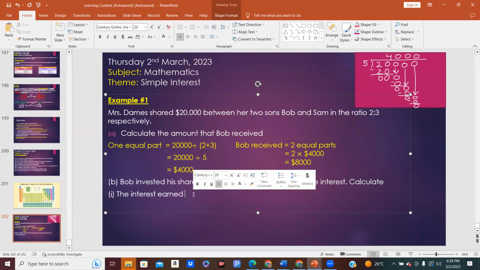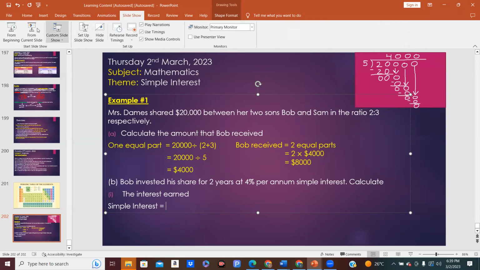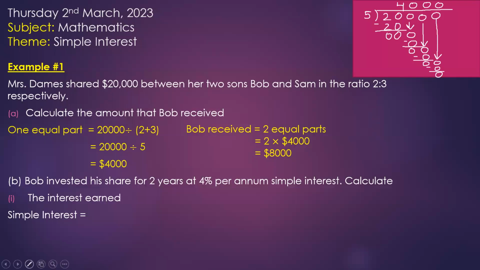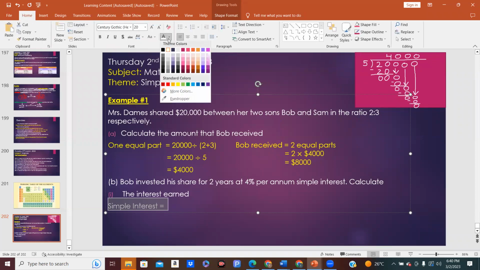Okay, so we know that simple interest is going to be what? Let's do it properly. P times R times T. Very good. P times R times T. Oh, by the way, let me change it to yellow. That's the color of our answers.